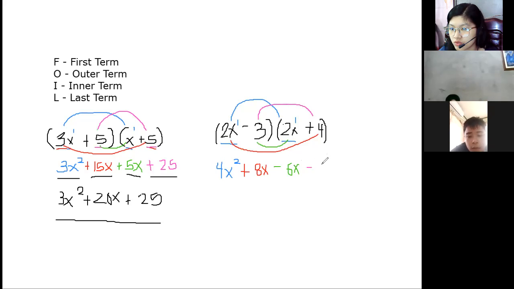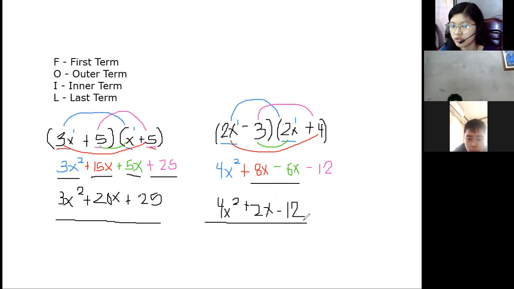Negative 12 po. Very good. Negative 12. And combining like terms, meron tayo dito yung magkamukhang may x na kung saan wala silang exponent. So we have 4, copy 4x squared. And positive 8x minus 6x, that is positive 2x. And copy minus 12. So this is the final answer. We have 4x squared plus 2x minus 12.